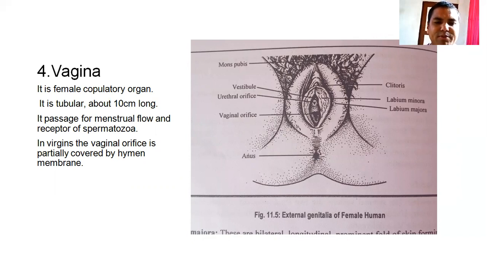In virgins, the vaginal orifice is partially covered by the hymen membrane. That means if the woman is a virgin, or has not copulated with anyone, the hymen membrane is present in the vagina. If she copulates with anyone, then the hymen membrane will tear, and there will be an absence of the hymen membrane. It can be seen only in virgin girls.